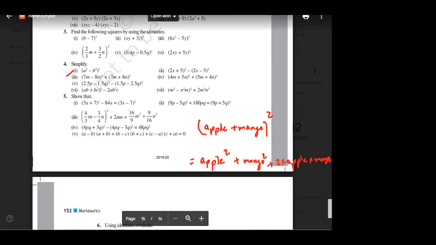So what is the concept that I'm asking you? The concept is that it doesn't matter what I'm putting here. Either I'm putting apple, mango, or anything, because these are the variables. I can put anything in the place of the variables. Yes or no? Yes, sir. My formula is not going to change.